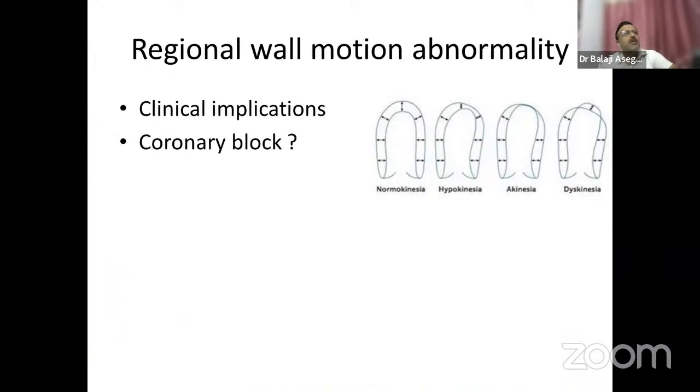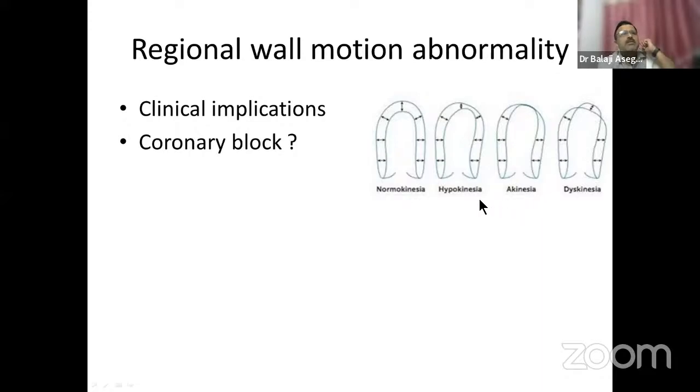Now, regional wall motion abnormality. As an anesthesiologist, what are the clinical implications of the presence of regional wall motion abnormality? Let me tell you, many times on echo it is mentioned that the anterior wall is hypokinetic, the anterior wall is akinetic, or the anterior wall is dyskinetic. Dyskinetic means instead of contracting, on contraction it is bulging out. This is a much more severe condition, and this can have an LV aneurysm also.